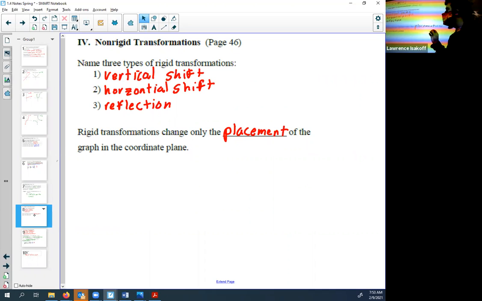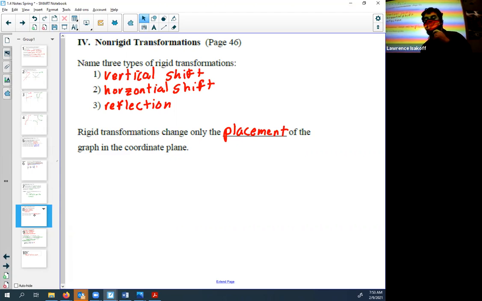So there are three types of rigid transformations. Our rigids are shifting left and right, shifting up and down, and reflecting. None of those will change the shape. It won't stretch it out. It won't make it bigger. It won't make it smaller. It just moves it. That's why they are called rigid transformations. Rigid transformations change only the placement of the graph on the plane.